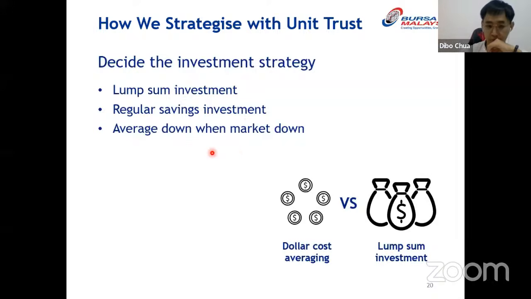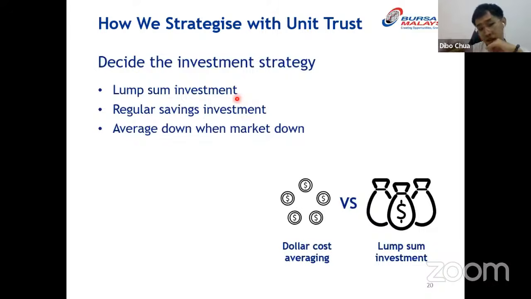Regardless of which way, I would say this is just a matter of comfort level. To be honest, lump sum investment is not really a bad thing. If at one shot right now the price is low, you lump sum invest into it, and then the market goes well, your investment is pretty much good.